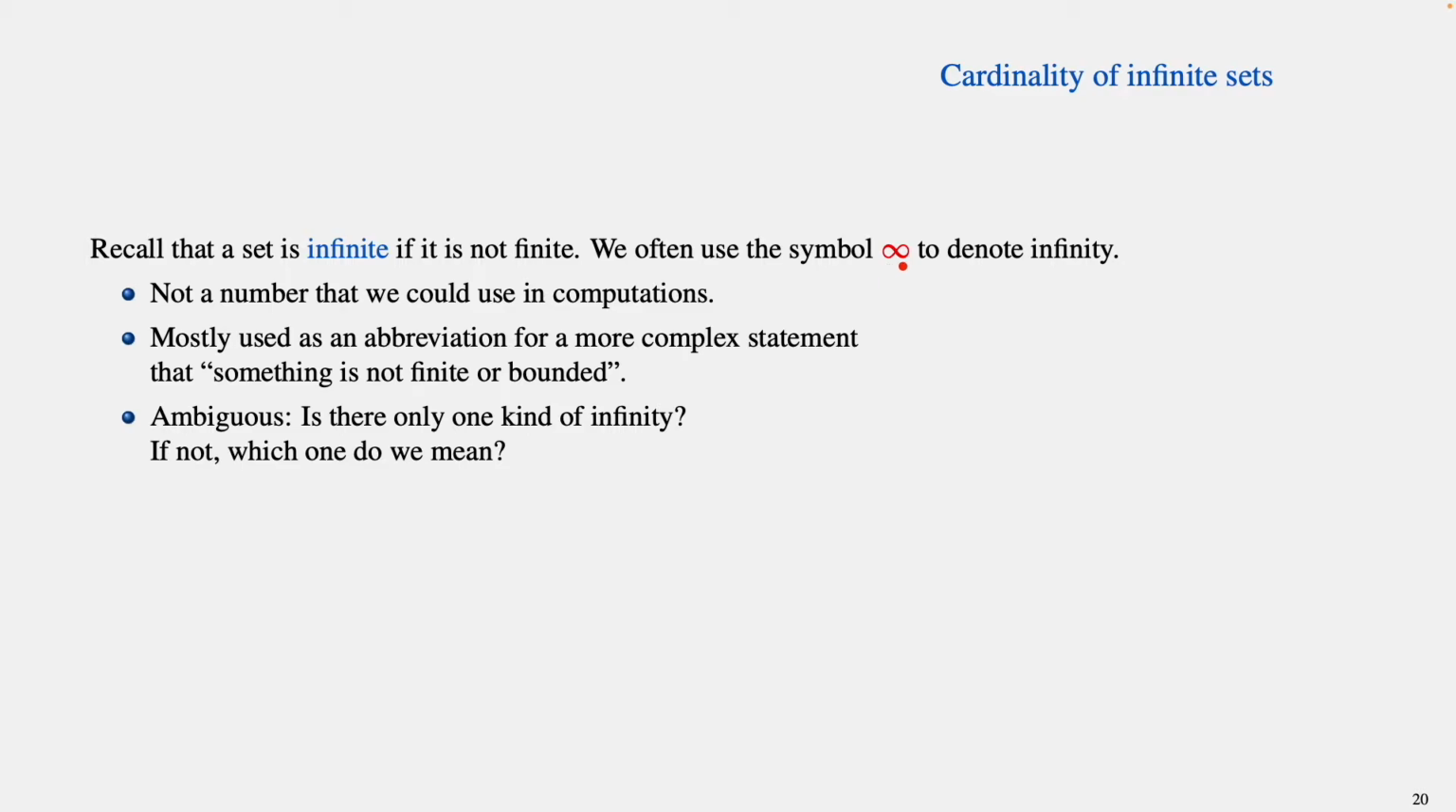But this symbol is not a number that we could use in computations, and usually when we use the symbol, it's just a convenient abbreviation to express something more complex. For example, that something is not finite or that something is not bounded. Also, it leaves open the question of whether there are different kinds of infinity. So is there only one kind of infinity, or are there different kinds? And if so, which one do we mean when we use this symbol?